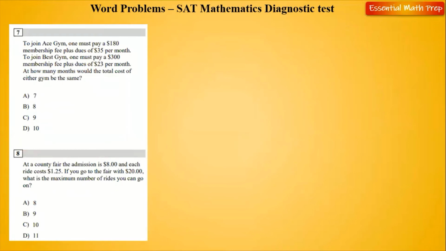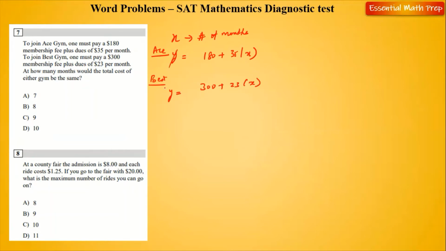To join Ace Gym, one must pay $180 membership fee plus $35 per month. To join Best Gym, one must pay $300 basic fee plus $23 per month. At how many months would the total cost of either gym be the same? So say X corresponds to the number of months, okay? So in terms of total cost Y, for Ace Gym, it'll be 180 plus 35 times X. And for Best Gym, the total cost Y would be 300 plus 23 times X.